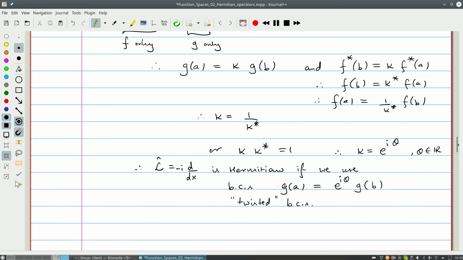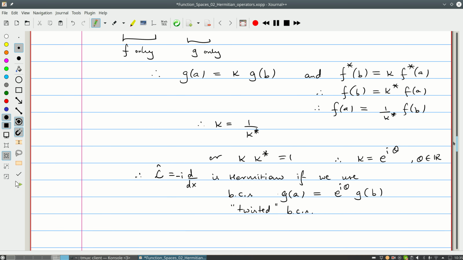Okay, so this is how we can show that a particular operator, in this case the momentum operator, is Hermitian. We show that it's self-adjoint irrespective of what boundary conditions you have. But it's Hermitian only if you apply a particular class of boundary conditions. In this case, these are the twisted boundary conditions, of which the periodic boundary conditions, where g of a is equal to g of b, is one special case.